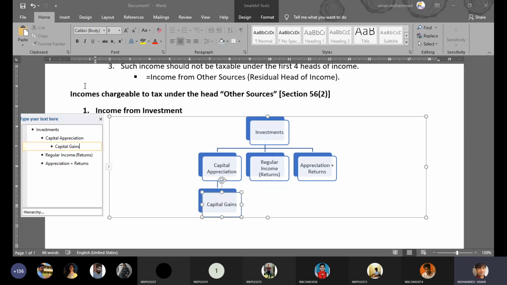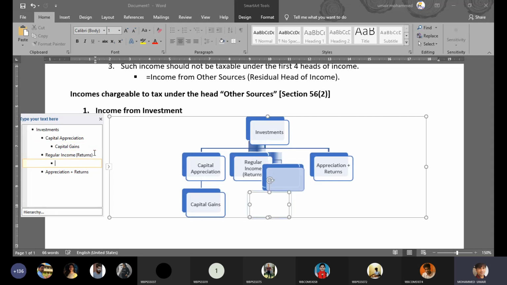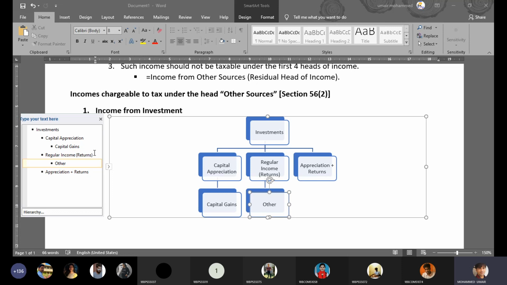So sale is a form of transfer, and a share is a financial asset, which is a capital asset also. Likewise, I buy a land for a certain price and I sell that same land at a higher price in the future. The difference is called capital gains, which has arisen on account of increasing the value of a capital asset, which is called capital appreciation. So capital appreciation is taxable under the head capital gains. But what about regular income, which you get on your investment? It is taxable under the head other sources.